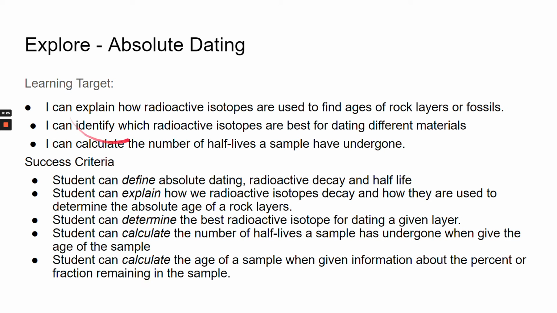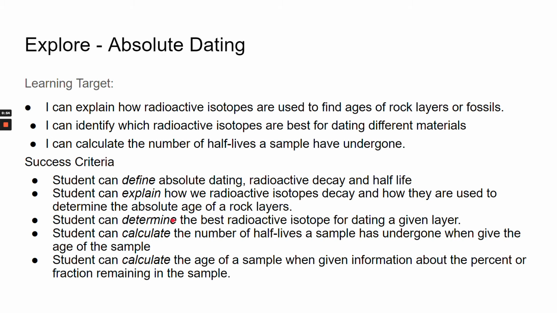We're going to identify which radioactive isotope we would use for different materials, because different isotopes are better for different things. And then we're going to calculate the number of half-lives a sample has undergone. So we're defining absolute dating, radioactive decay, and half-life. Those will be our big vocab. We're explaining how radioactive isotopes decay, so what is it that they're doing, and how that's used to find the absolute age of a rock layer.